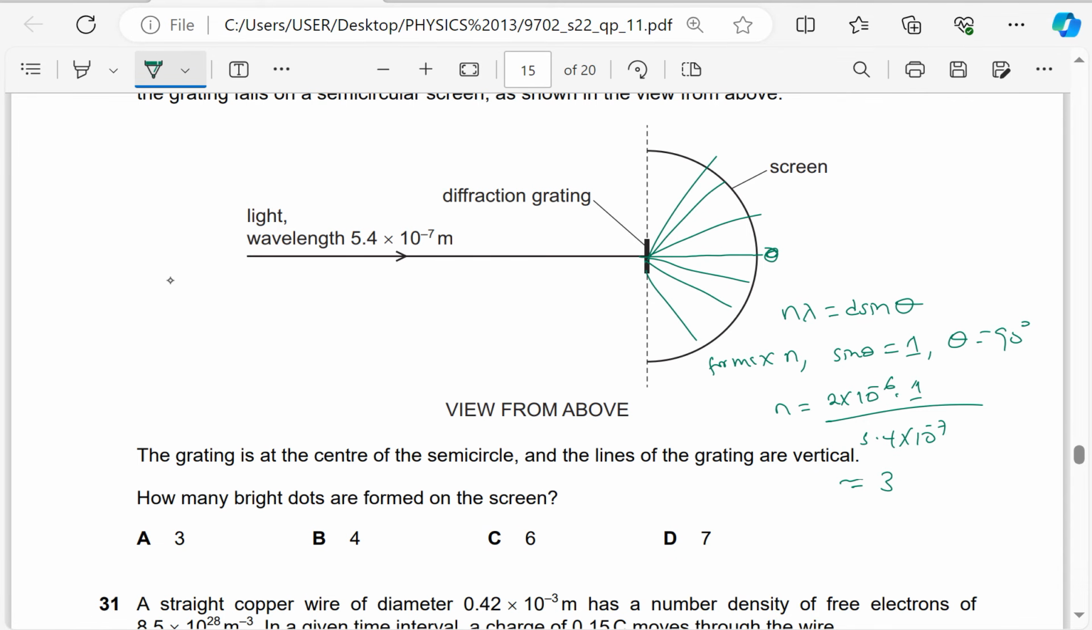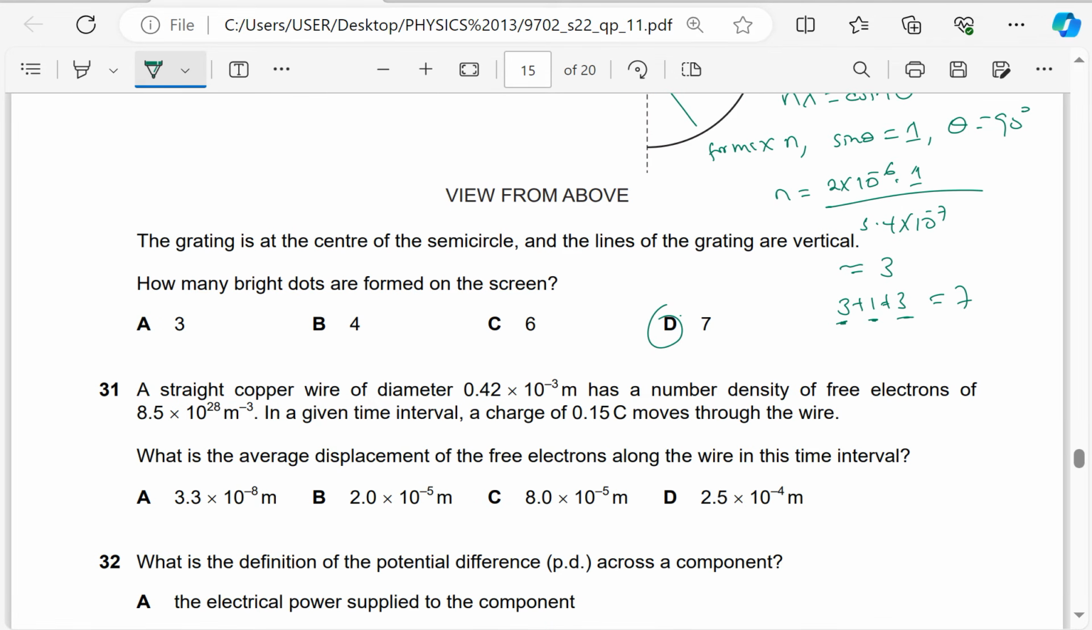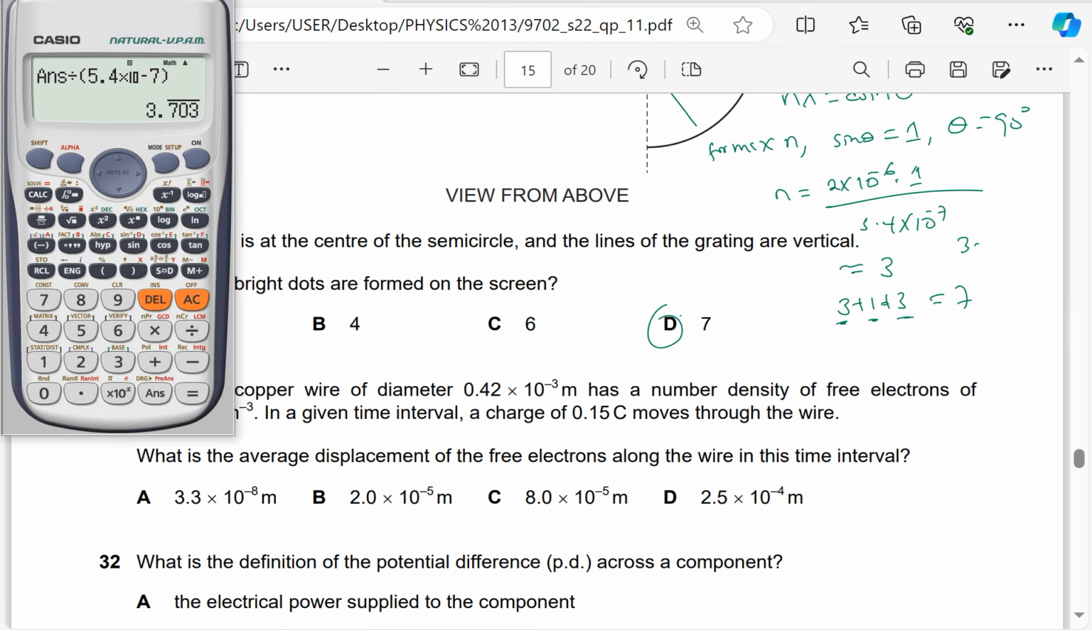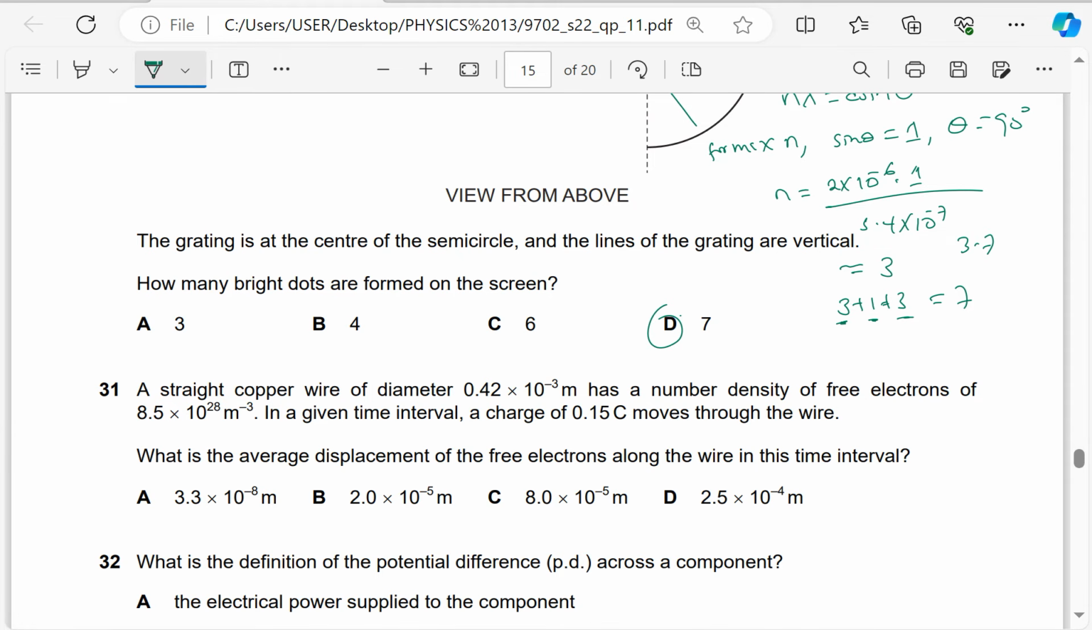Maximum 3 up, maximum 3 down. But there's also a central bright fringe. So we have 3 plus 1 plus 3: 3 up, plus the central bright fringe, plus 3 down, which gives us 7. So n is 7. Please note, I know this is 3.7, but we don't round off to 4. It means the last order does not fit, so we can't round up to 4. We round down to the smaller whole number.